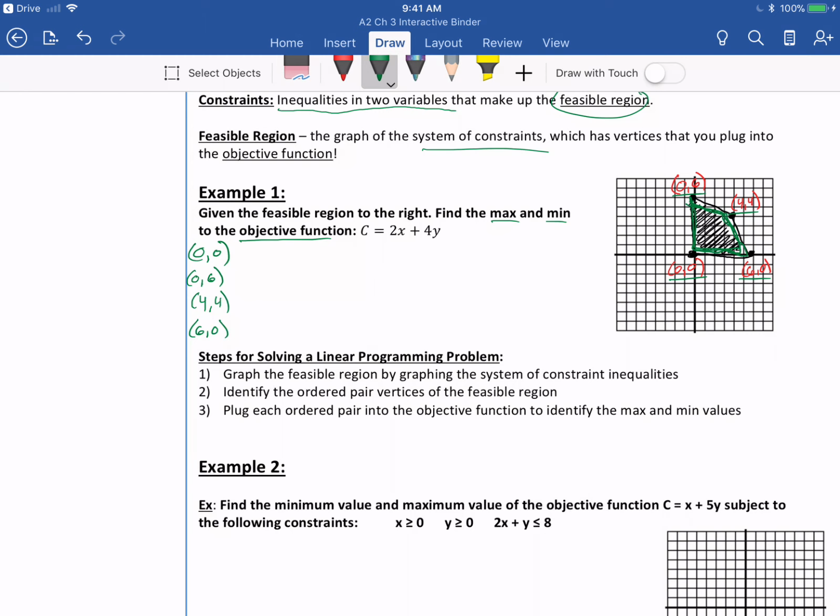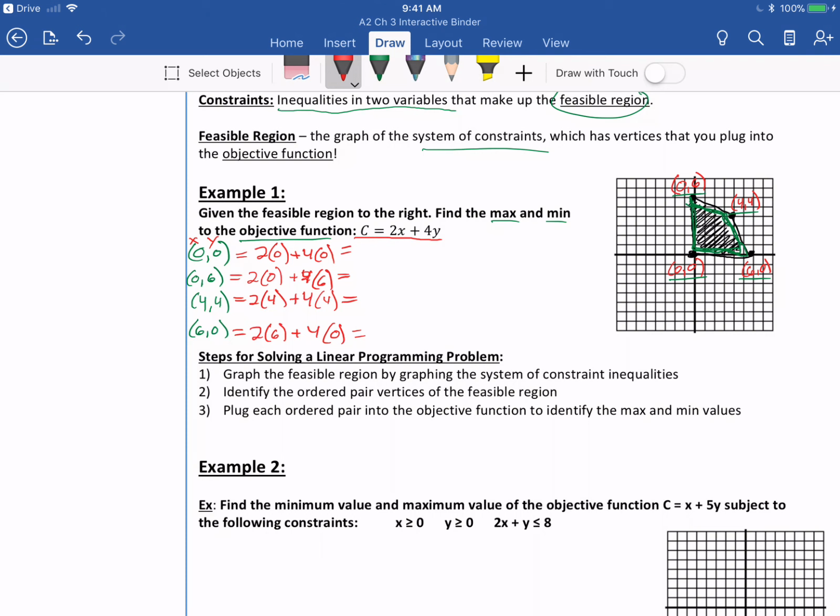As we go through here, it's just as easy as this. I have an x and a y to plug into my objective function. For the first one, I have 2 times 0 plus 4 times 0. Now here I have 2 times 0 plus 4 times 6. Here I have 2 times 4 plus 4 times 4. And down here, I have 2 times 6 plus 4 times 0. Now I just find out which one gives me my maximum and which one gives me my minimum.